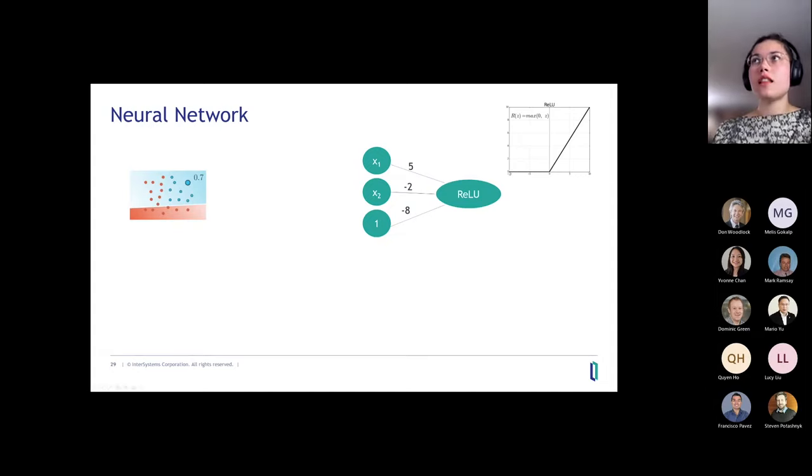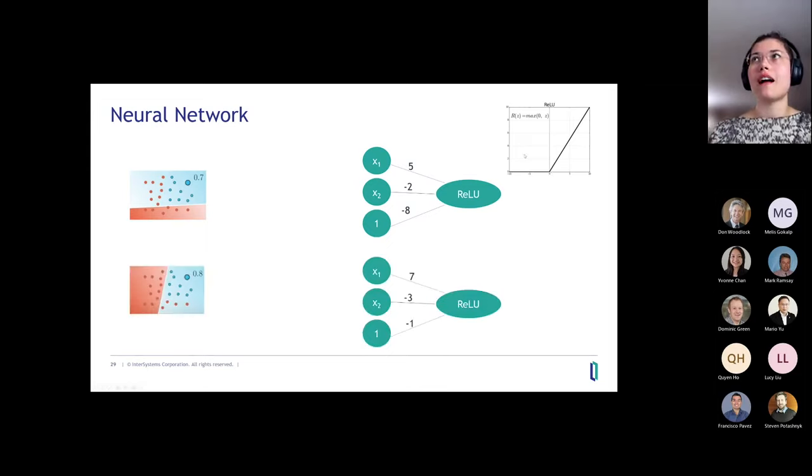ReLU was developed in the 60s, and it's a very, very simple function, but it has one important feature: the fact that it is nonlinear. You can see here, it has a corner, like a non-differentiable point. So it introduces nonlinearity into our system. It's a very simple twist, but it is what allows us to combine multiple linear models.